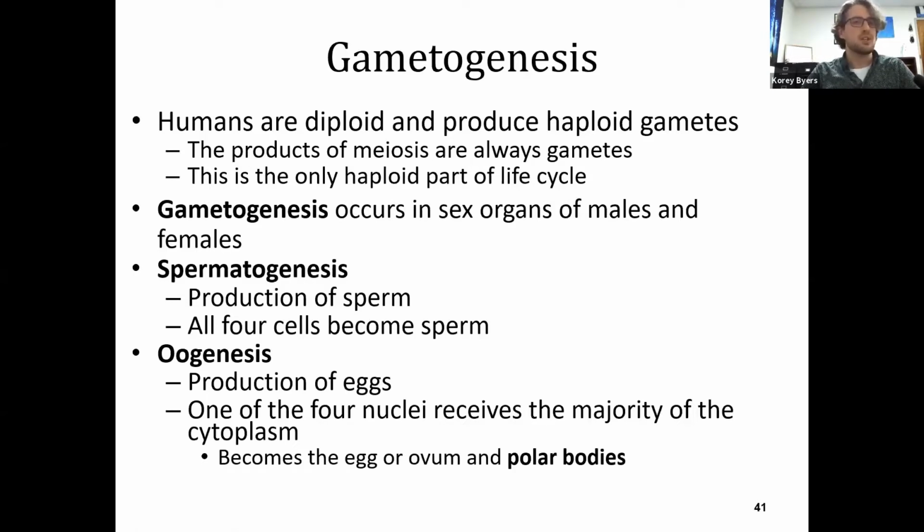Spermatogenesis is the production of sperm. So at the end of meiosis, you end up with 4 sperm cells. Oogenesis is the production of eggs. One of those 4 nuclei receives the majority of cytoplasm and develops into an oocyte, or eventually the egg cell. The other 3 wither away as polar bodies.